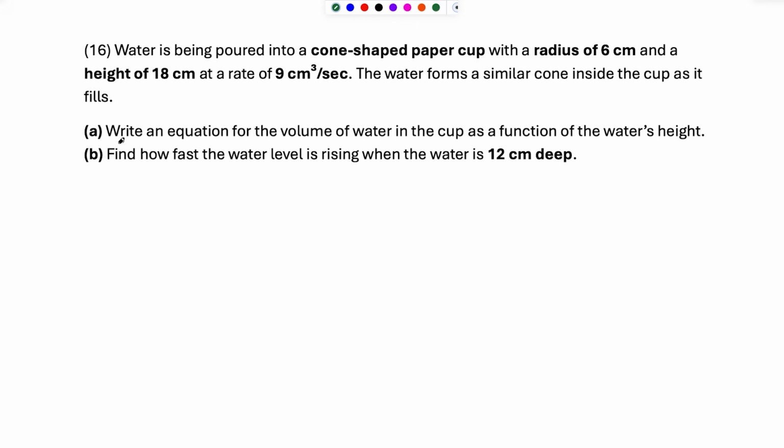And we have to do two things. Write an equation for the volume of the water in the cup as a function of the water's height, and then we have to find how fast the water level is rising when the water is 12 centimeters deep. So first, let's just draw this out.